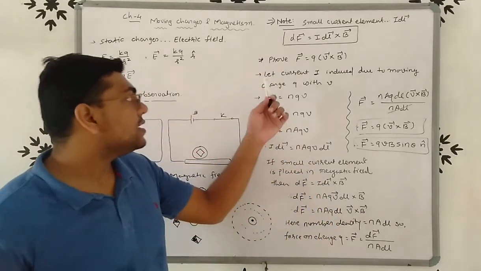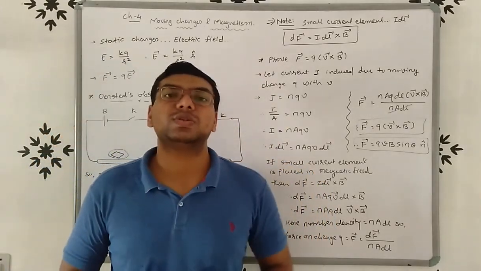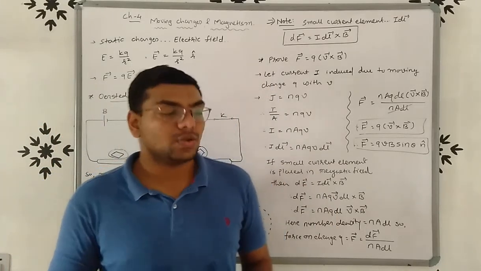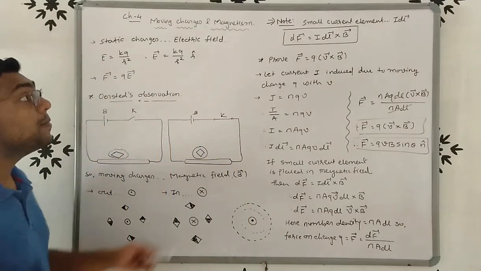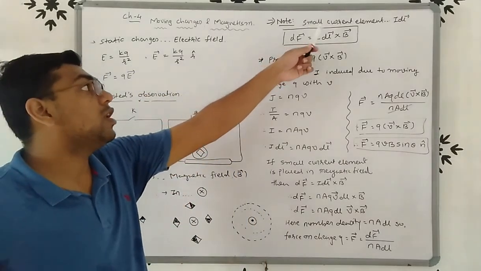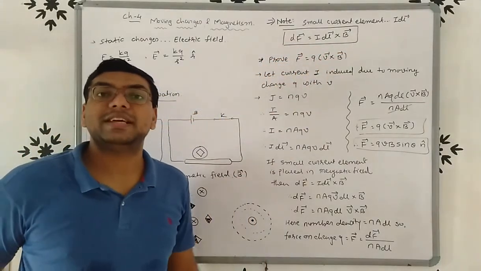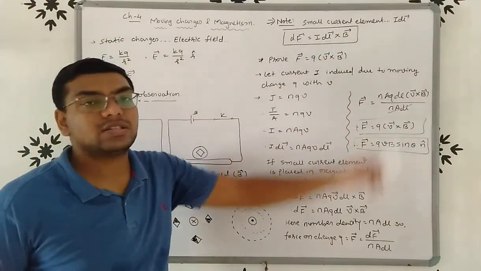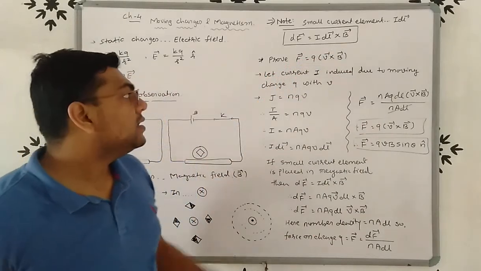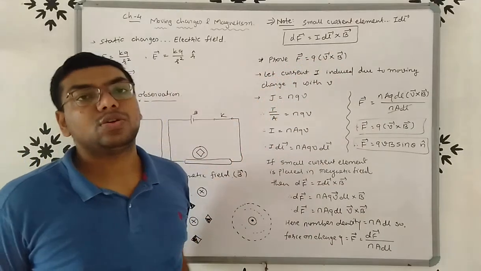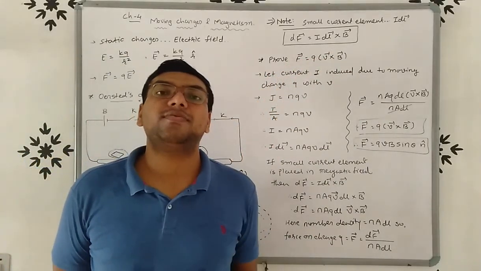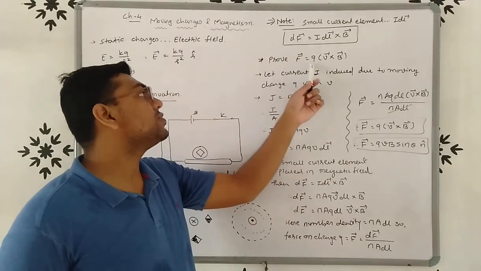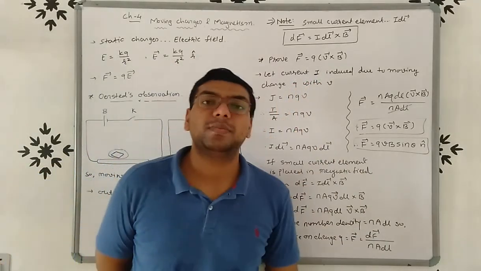Okay, so these are the facts about the force on a moving charge in a magnetic field. You have to remember the formula. The first formula is, if a small current element IDL is placed in magnetic field B, then DF is equal to IDL cross B. And for the charge Q in magnetic field B, the force on charge Q is F is equal to Q into V cross B, right?